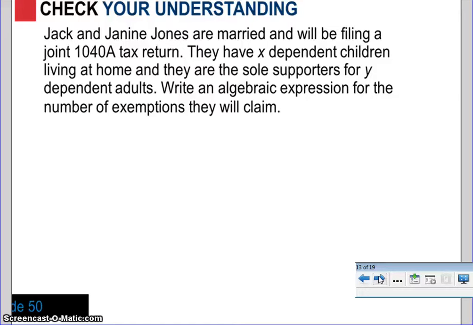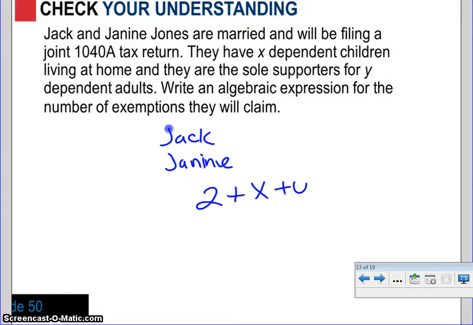All right, so we know that there's Jack and Janie, which is 2 of them, plus however many kids they have, plus however many adult dependents that they have, and that lists the number of exemptions that they will claim.